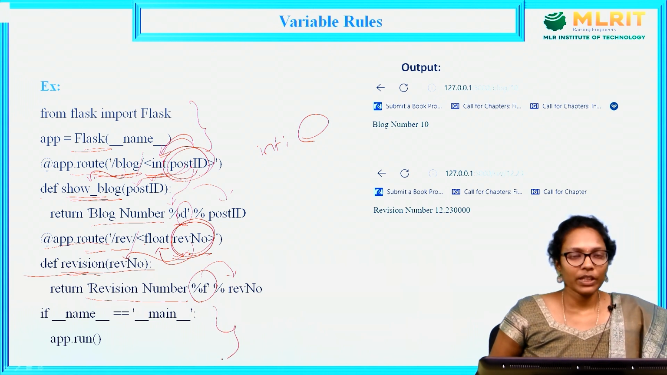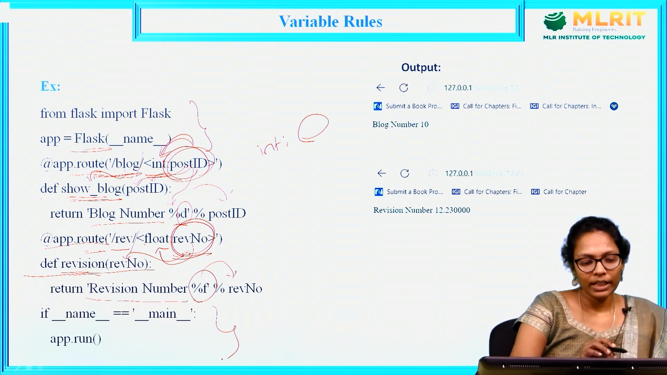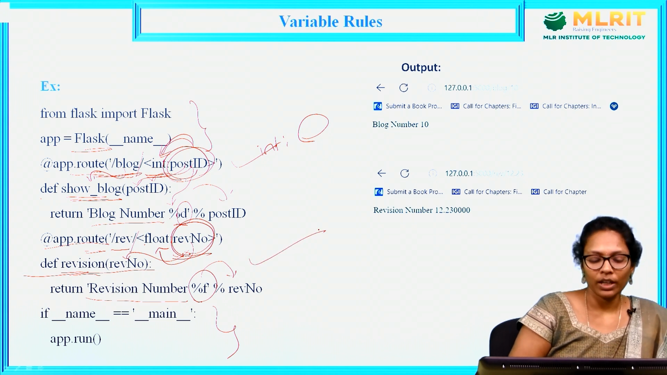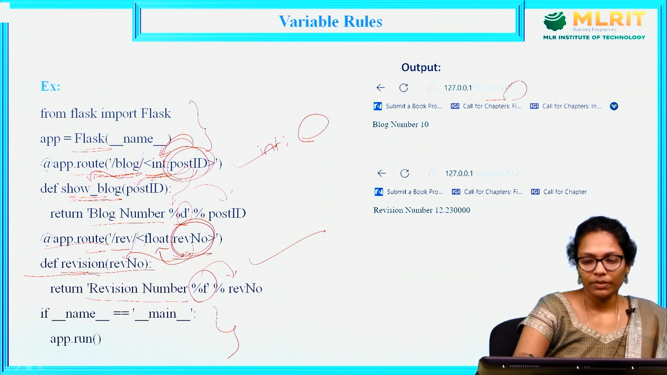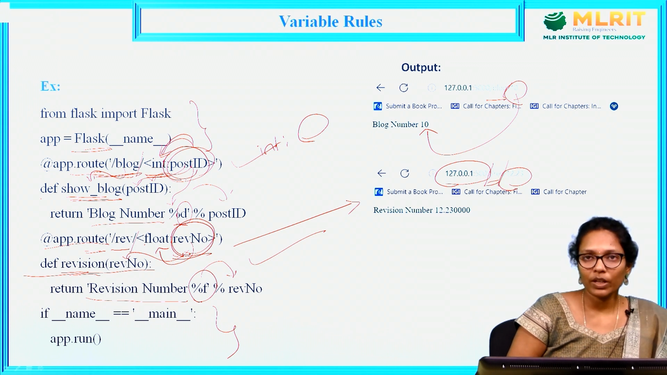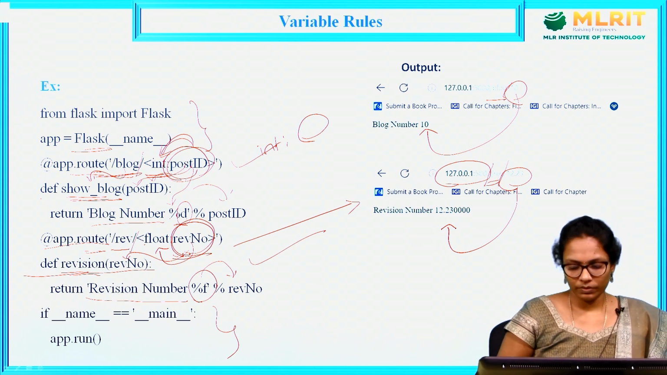For multiple routes, we need to write this. So this is the output I'll get. If I want to pass the integer value, I need to use this URL. And if I want to pass the float value, I need to use this URL. For the first one, what is the URL? /blog/10. So 10 is an integer. Whatever integer you're passing, I'm getting it as the blog number. And for the second method, what is the URL? After the default IP, /reverse/ followed by one float value. The float value I'm giving as 12.23. The same thing I'm getting as output from the server.